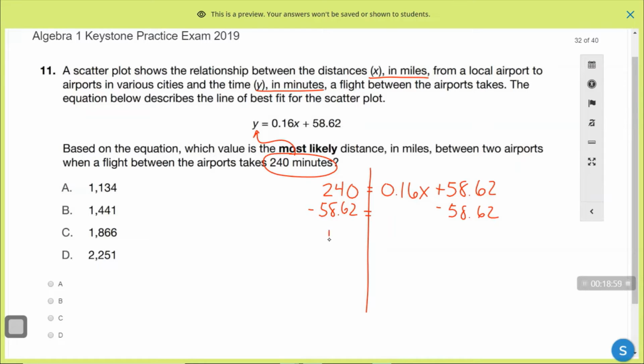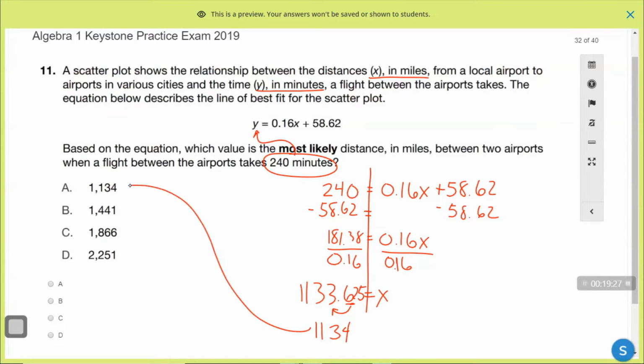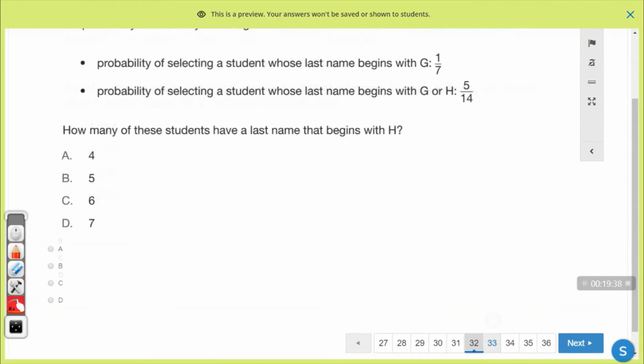All right, and then I'm going to get 181.38, and then I'm going to divide by 0.16 on each side. And that gives me a value of 1,133.625. All right, and if we round that, because we're getting an estimate here, this 6 would then cause me to round that up, giving me a value of 1134, all right, as my estimate, and I can find that as option A. That's how many miles we're going to estimate that these two airports are apart. Let's take a look at the next question.